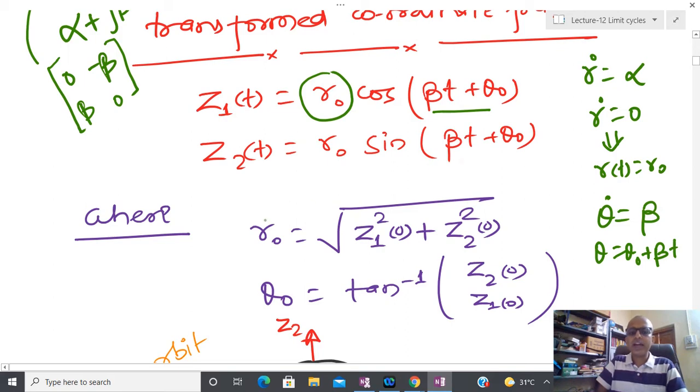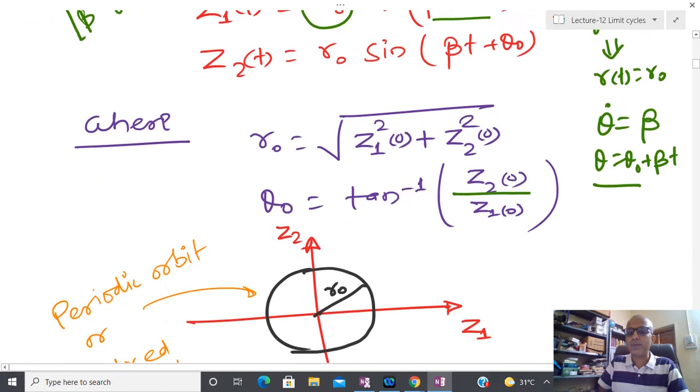Now how to define R0? R0 is nothing but the square root of the initial conditions Z1(0) squared plus Z2(0) squared, and theta 0 I can define by tan inverse of Z2(0) by Z1(0). In this way I can define, and from these two equations I can also plot r dot equal to 0 and theta equal to theta 0 plus beta.